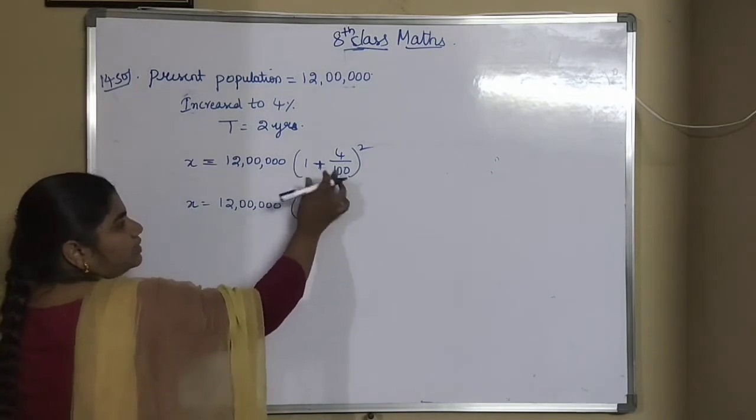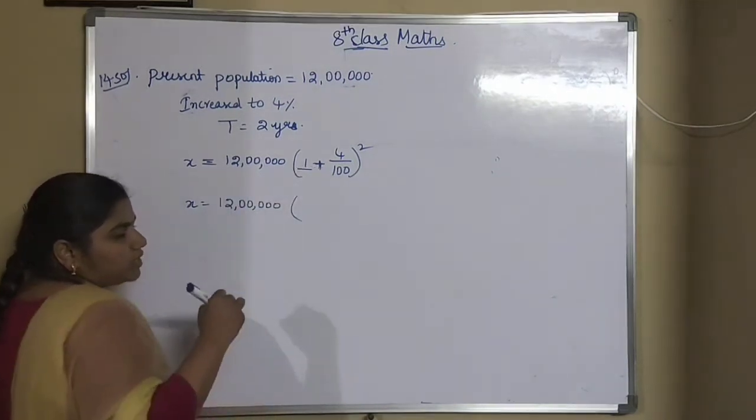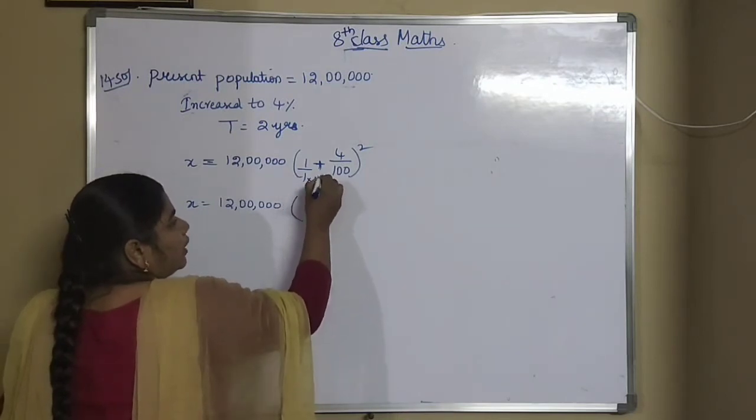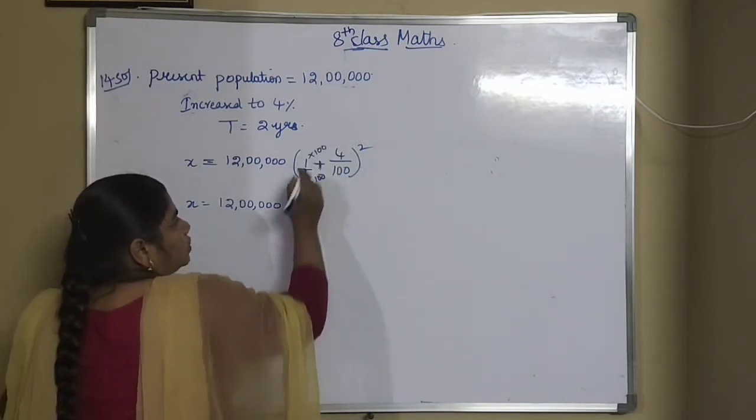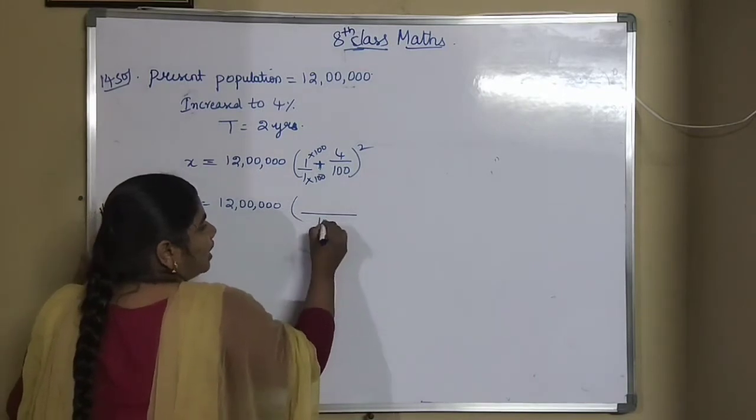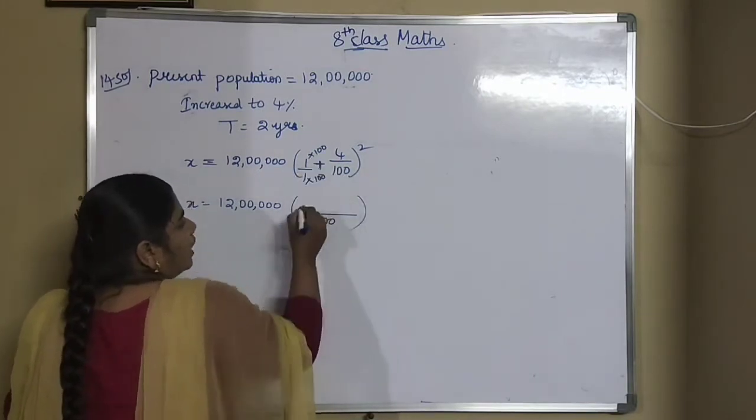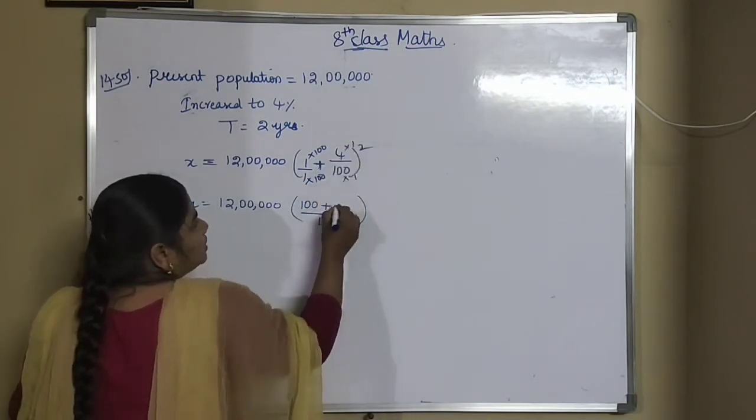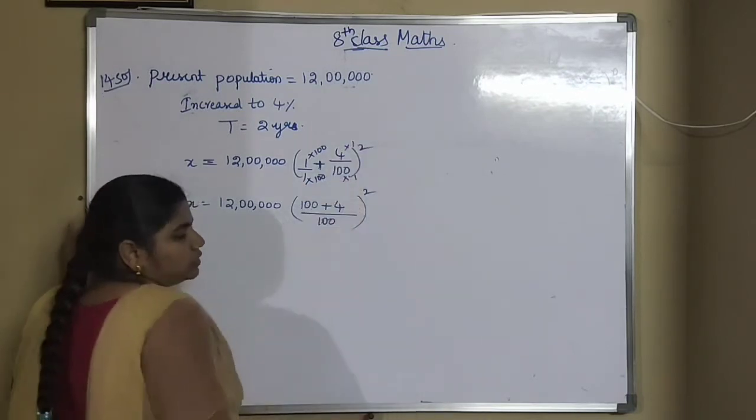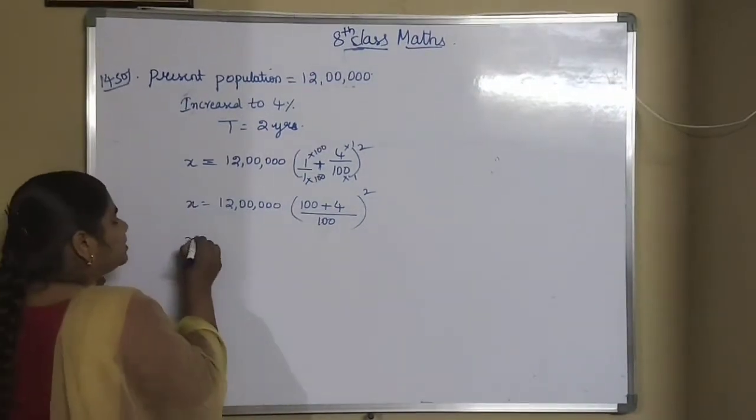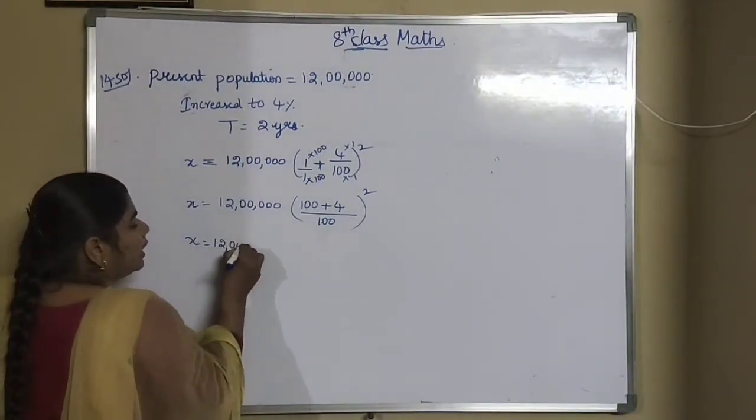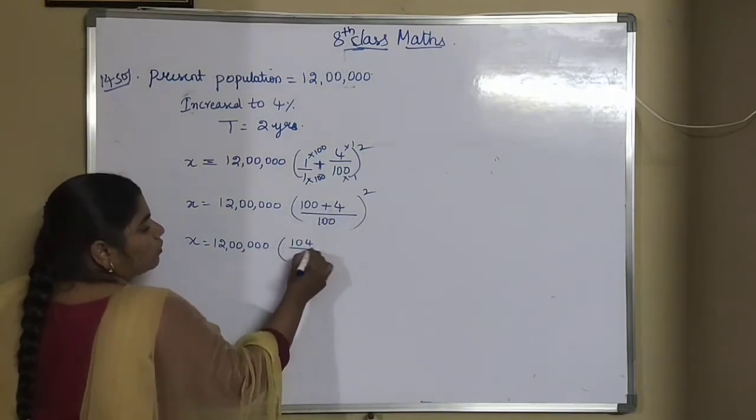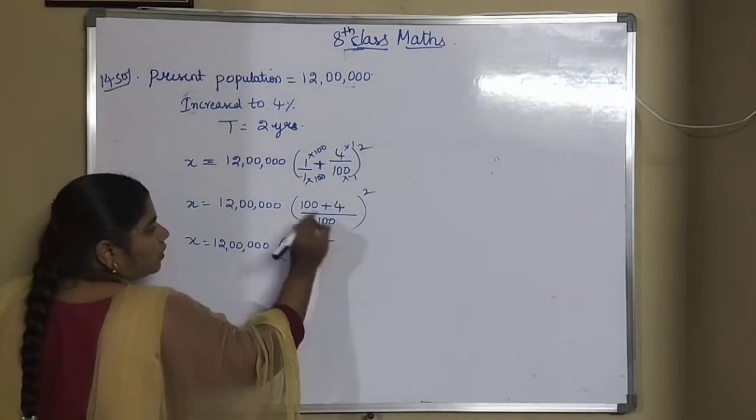Now x is equal to 12 lakhs. Here I am taking the LCM. Under 1 you are not seeing any number, which means it has 1 there. So I am multiplying 100 into 100. So 1 into 100 will be 100, the LCM is 100 itself. So 1 into 100 is 100, plus 1 into 4, 4 ones is 4, and whole square. Now x is equal to 12 lakhs. So 100 plus 4 will be 104 by 100, to the power of 2.